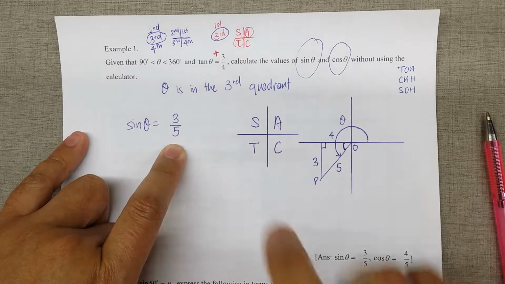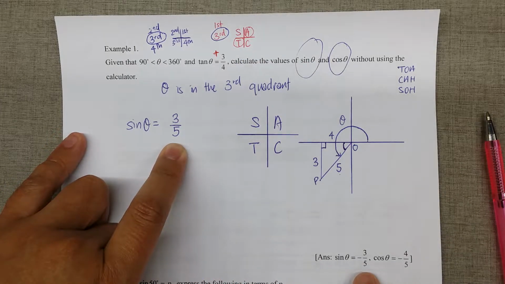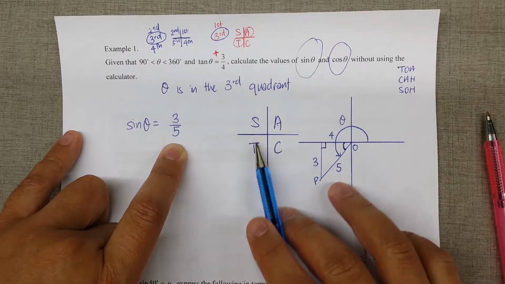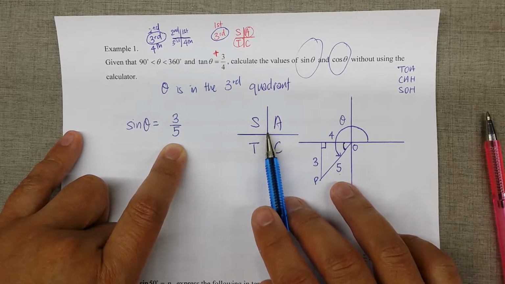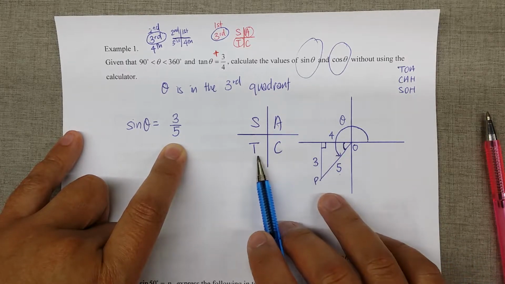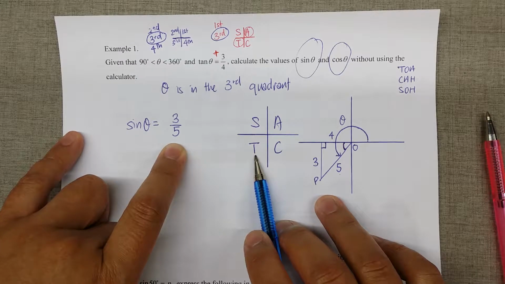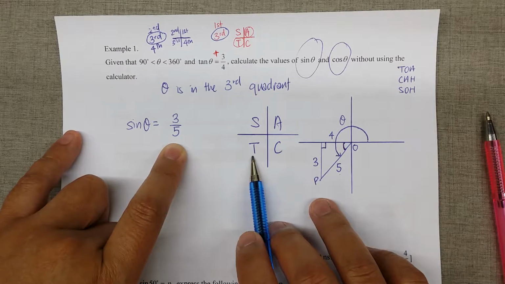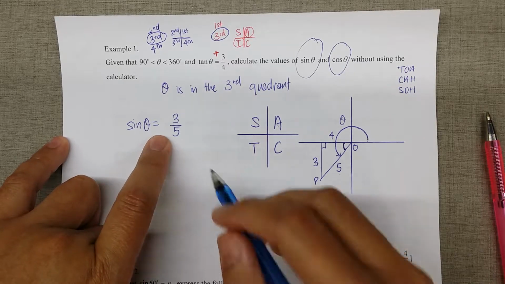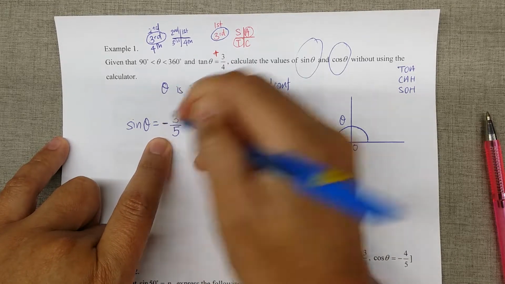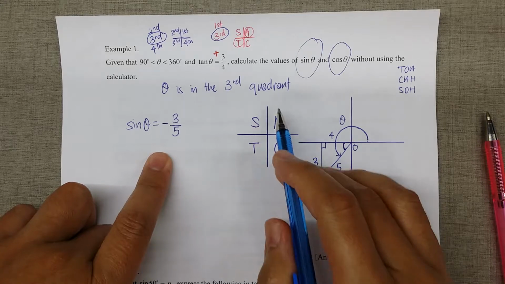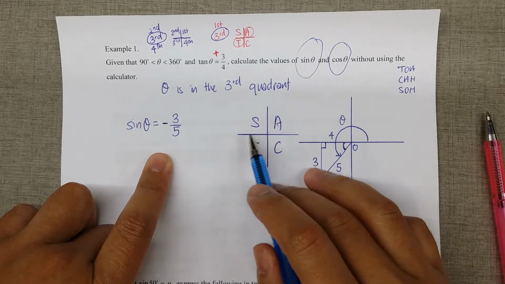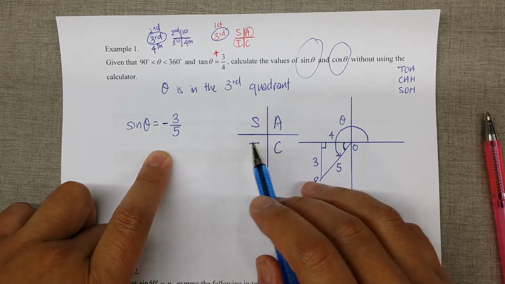Okay, but if you go and check the answer, it's confirmed wrong. The answer is negative 3 over 5. Why is it so? Because I drew this ASTC. I must recall that in the third quadrant, only tangent is positive. So sine has to be negative. That's how you can make use of ASTC to solve a problem, to decide whether it is positive or negative.